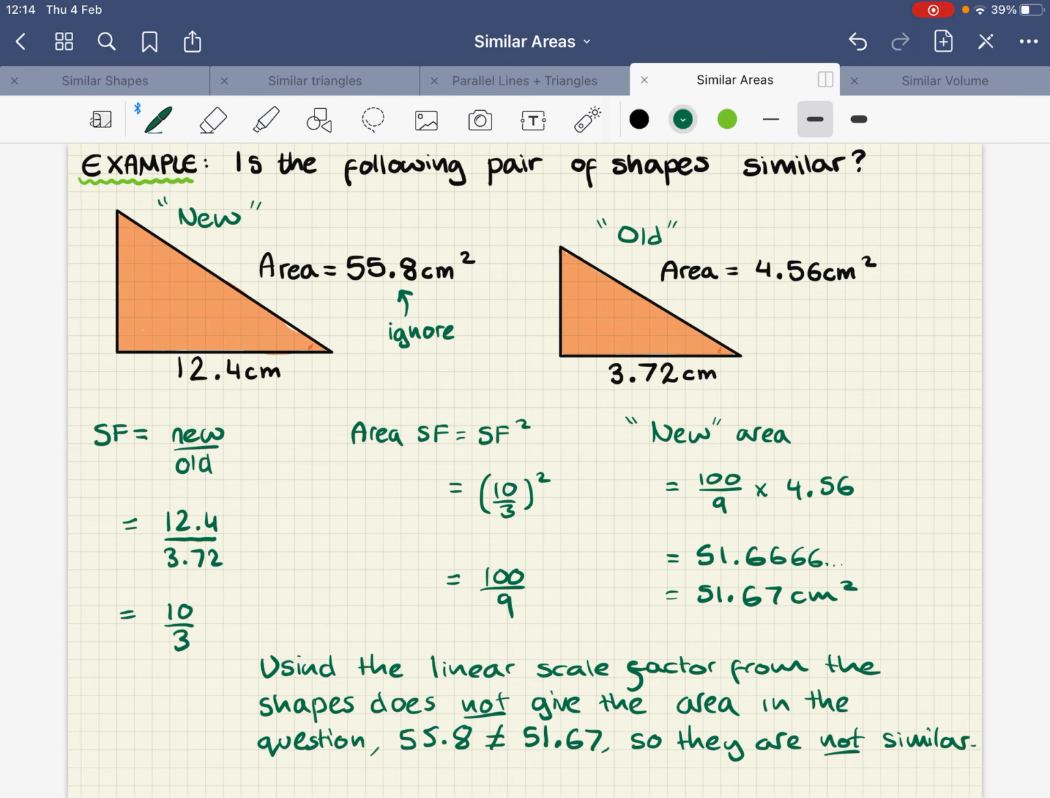So using the linear scale factor from the shapes does not give the area in the question. 55.8 does not equal 51.67, so they are not similar. So that's essentially what you do with these. You go through it as normal and you see if you end up with that area that is in your new one.